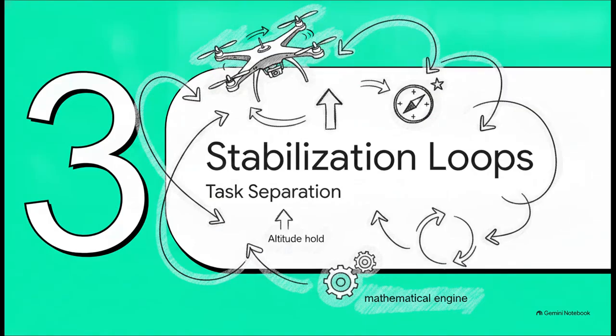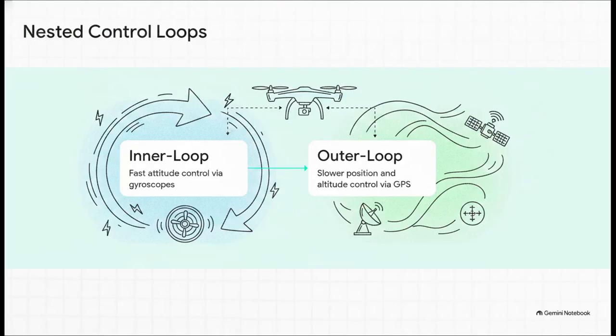Section 3. Nested stabilization loops, specifically task separation. So now that we have our mathematical engine built, it brings up a pretty interesting question. How does a drone actually manage multiple competing priorities at once without crashing? I mean, it has to stay level, hold its altitude, and fly to a GPS point all at the exact same time. The secret is nested stabilization loops.